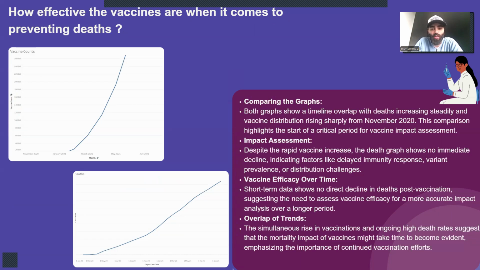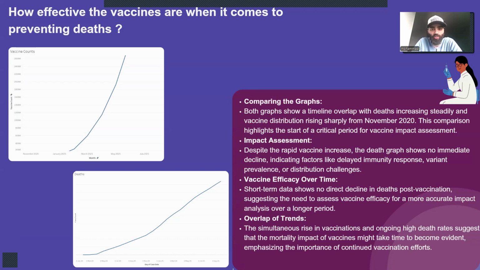This apparent contradiction highlights key factors influencing our data, such as the delayed immune response post-vaccination, challenges in vaccine distribution, and prevalence of more infectious or resistant virus variants. Moreover, the absence of an immediate decline in death rates following the vaccine rollouts underscores the importance of analyzing vaccines' efficiency over a more extended period. This is essential for a more accurate assessment of how vaccines impact mortality rates. Overall, these trends emphasize why vaccines are a powerful tool against disease. Their impact on reducing mortality unfolds over time, reinforcing the need for sustained vaccination effort to eventually see a decline in death rates. Thank you.